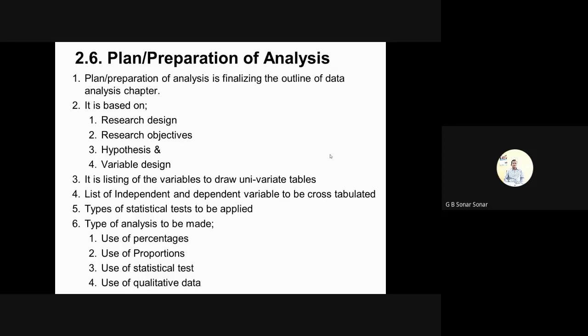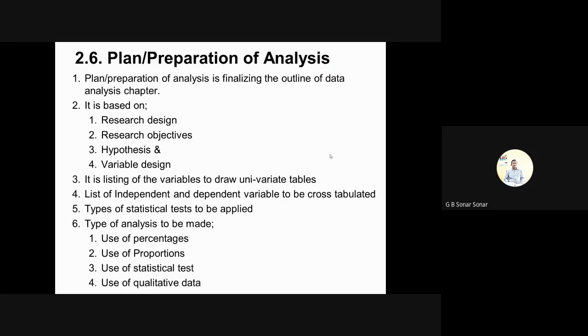It is not advisable to use percentages to analyze the data because percentages are already present in the table. If we use percentages for analysis, it is nothing but repetition of what is present in the table. So use of proportions is very much recommendable, an advisable way of analyzing the data. Internationally, international researchers make use of this analysis. The third one is use of statistical tests.